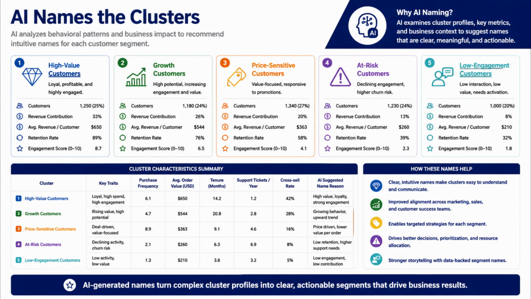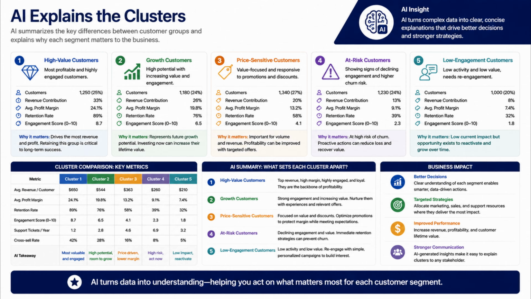Section 21. AI explains the clusters. AI can summarize key differences between customer groups and explain why the segments matter. This saves analysts considerable time and improves stakeholder understanding. AI can highlight the defining characteristics of each segment and connect those characteristics to business outcomes. This makes the results more actionable and easier to communicate.